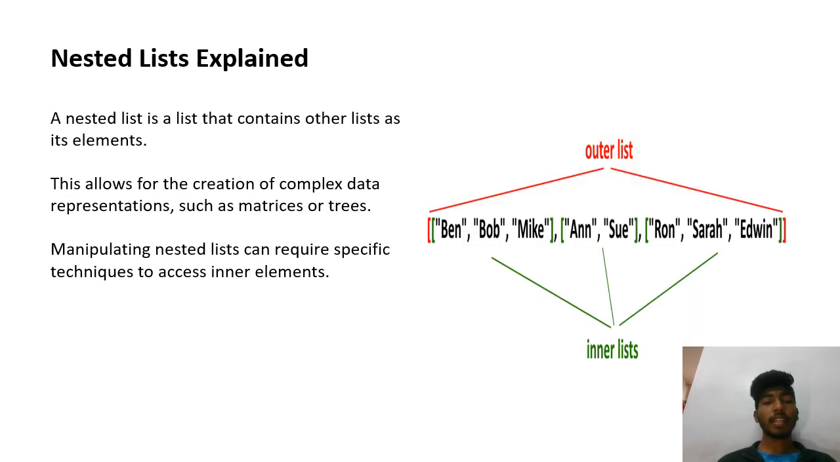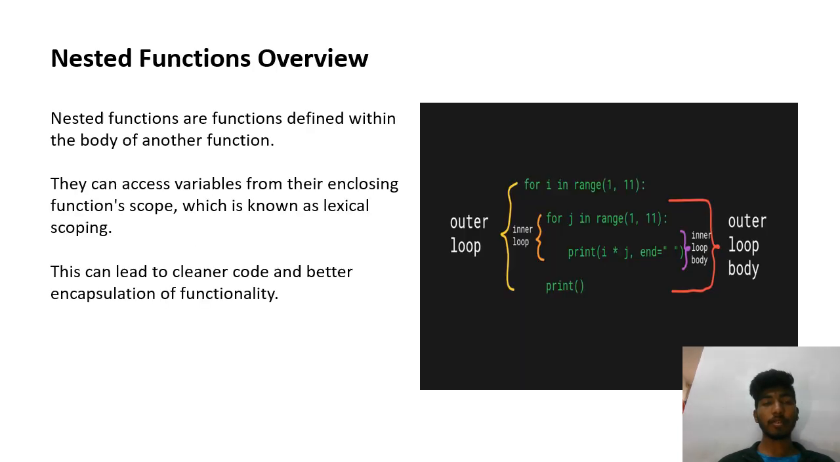Nested list explained. A nested list is a list that contains other lists as its elements. This allows for the creation of complex data representations such as matrices or trees. Manipulating nested lists can require specific techniques to access inner elements.